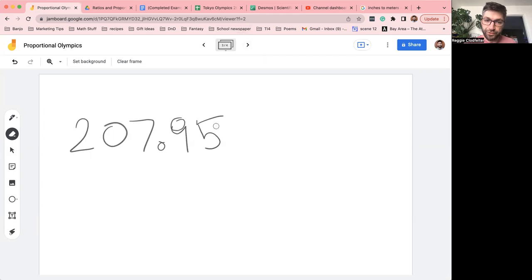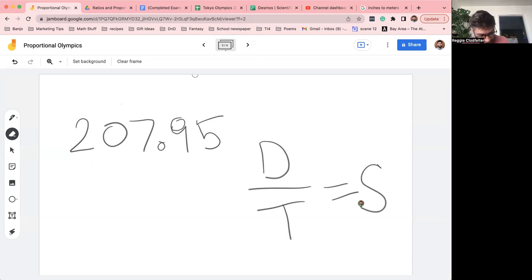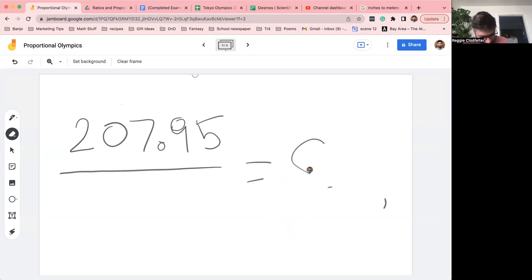So anyways, you get your proportional race distance. For me, it's 207.95. Now on question 9, we're looking for our speed, the speed it would take to get the gold medal at our proportional distance. To find a speed, you take a distance and divide by a time. I already have a distance up here, 207.95.